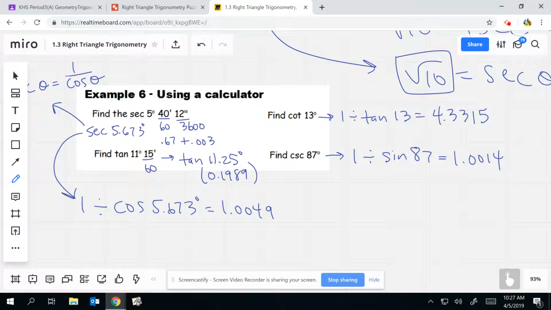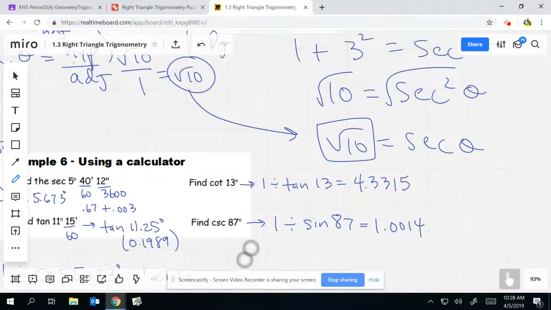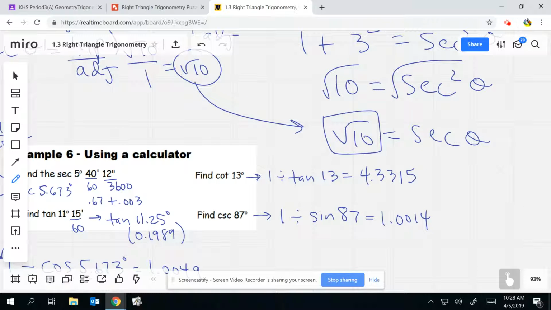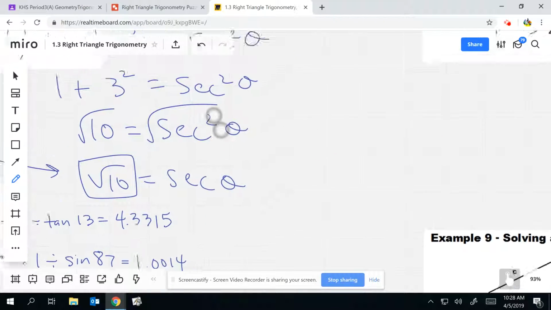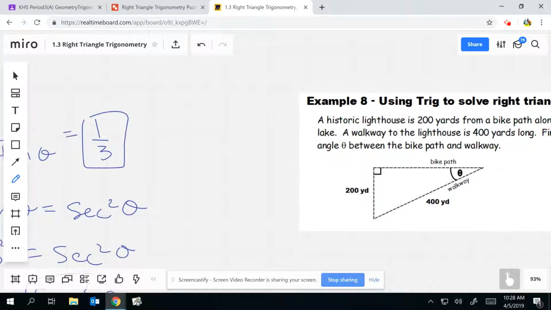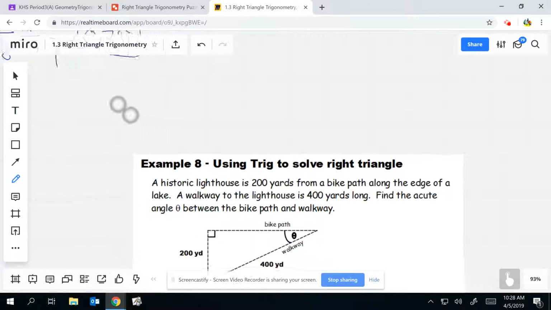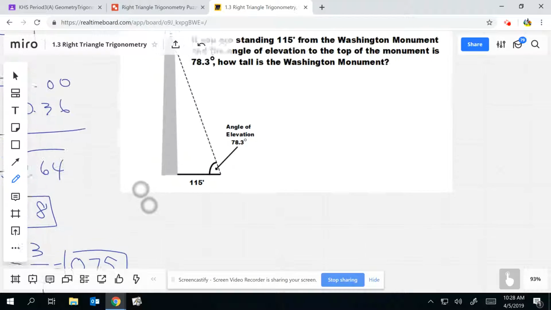Okay, so that's the calculator one. You're going to have a few on the homework with calculators. The last three on the homework, and again, you have the link, so if you're still on this one, you can stay on it on your computer and keep working on it. The last three are all just SOHCAHTOA problems.